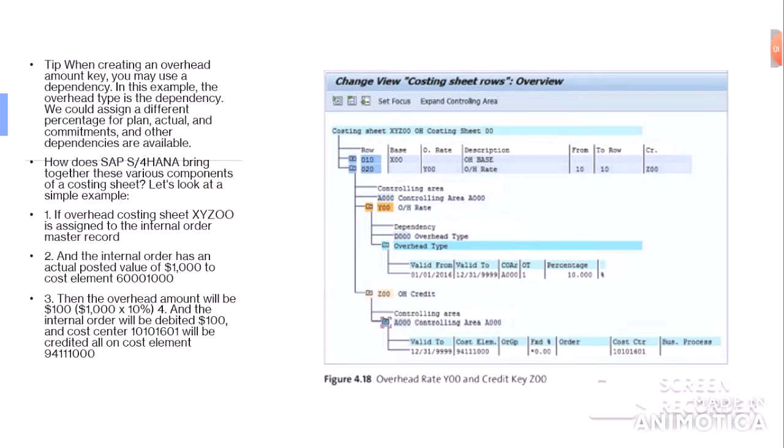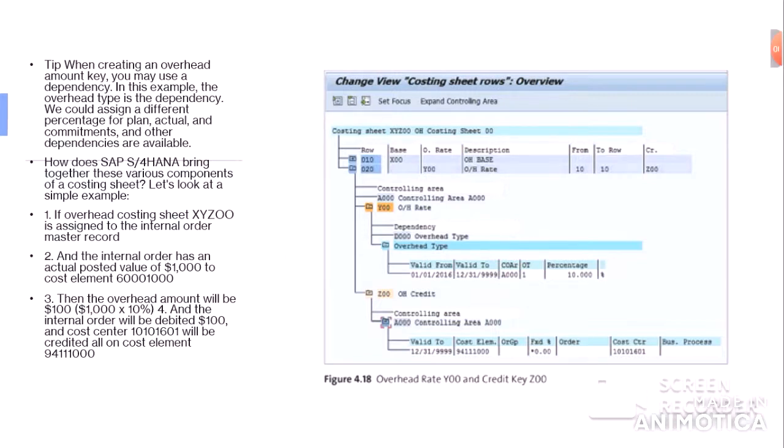So in order to calculate the overhead rate, the overhead rate is dependent on overhead type. Okay, we could assign a different percentage for plan, actual or commitments, and other dependencies are available. So we can add as many dependencies as required. How does SAP S/4HANA bring together these various components of a costing sheet? Let us look at a simple example.